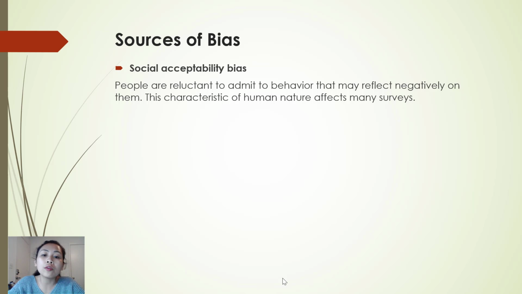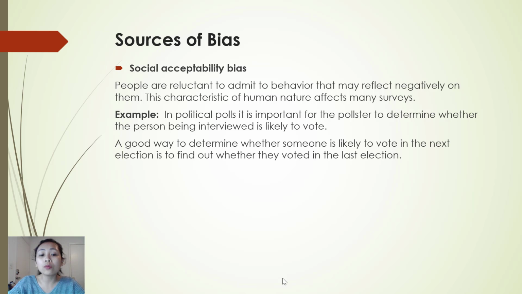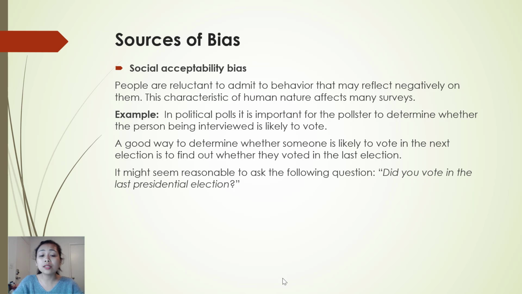This characteristic of human nature affects many surveys. For example, in political polls, it is important for the pollster to determine whether the person being interviewed is likely to vote. A good way to determine whether someone is likely to vote in the next election is to find out whether they voted in the last election. It might seem reasonable to ask the following question: did you vote in the last presidential election?